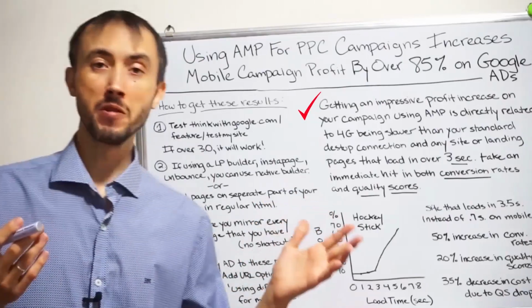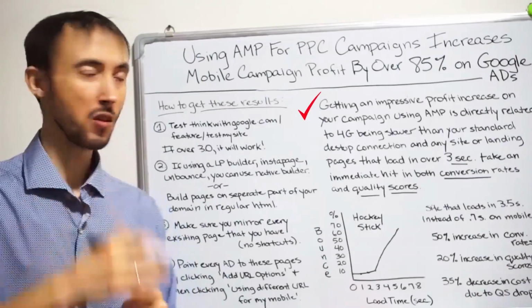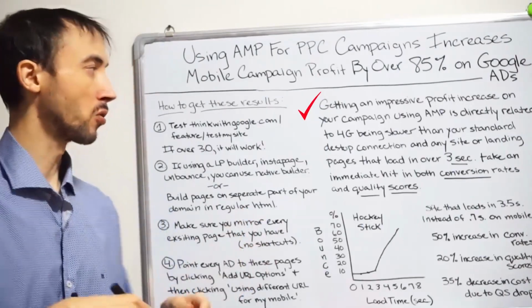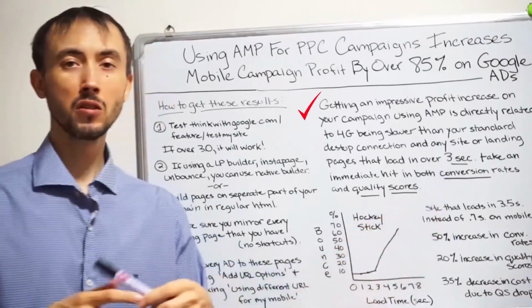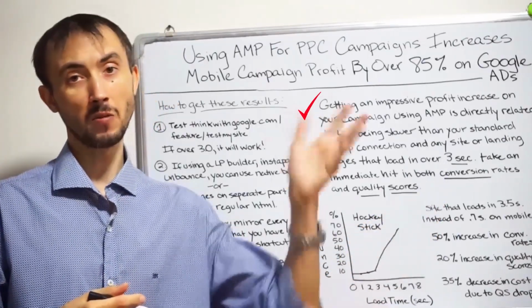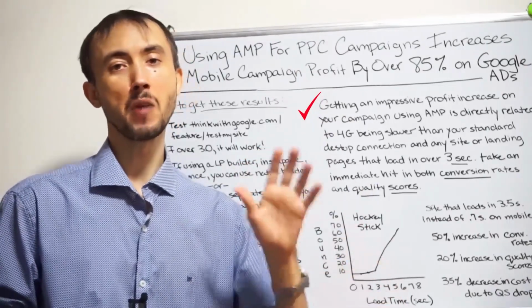But regardless of if you're in a different country, the same thing applies. Mobile's generally slower. This is why I recommend that you look into this. So anyway, if your site loads slower than 3 seconds, 4 seconds, 5 seconds, 6 seconds, I can pretty much guarantee you a decrease in your profitability.